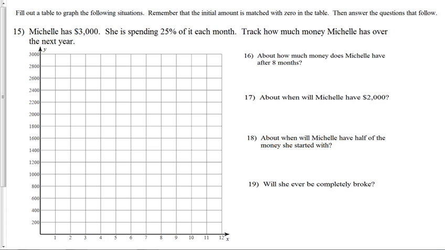So here we go. We're going to take a look at problems 15 through 19 in the packet, and that should be a good representation of what you're going to see in the rest of the packet, and you should be able to solve the rest of them from there.